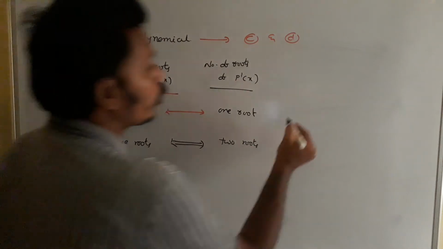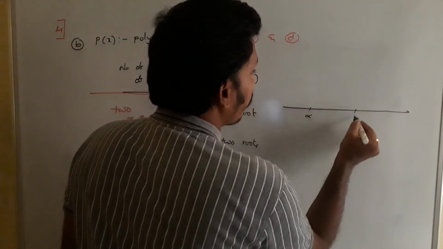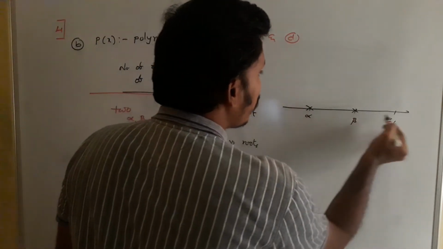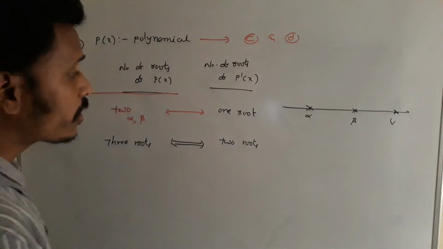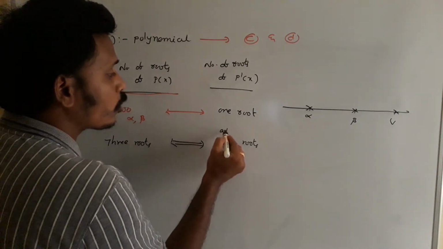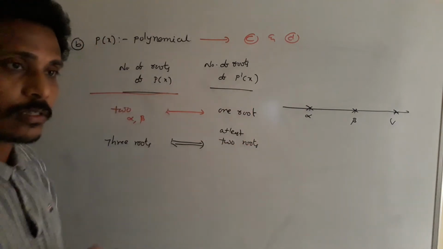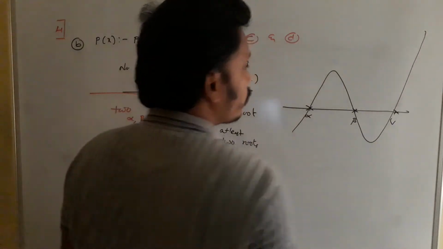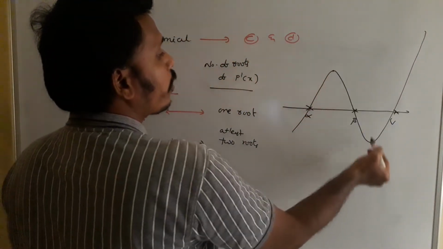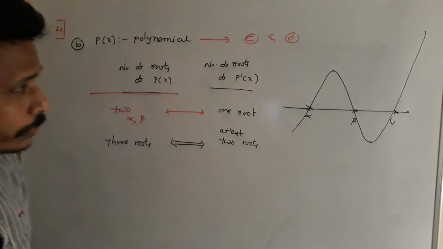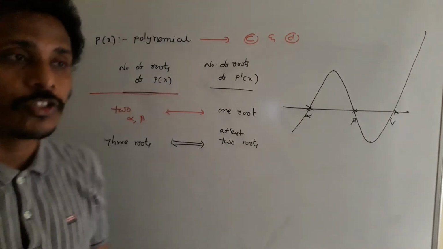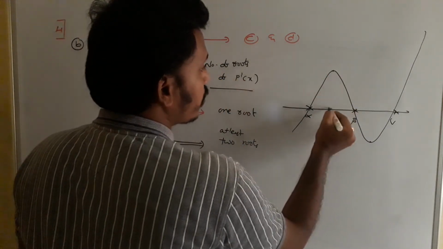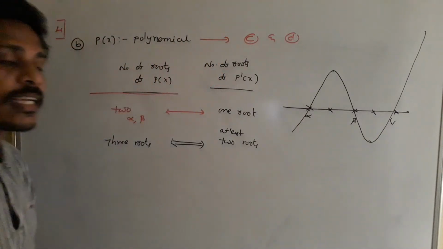Since we have 3 roots, alpha is one root, beta is another root, gamma is another root. We need to sketch the graph passing through these 3 points. In sketching this graph passing through these points, you will get at least 2 roots for this P dash of x. This is one of the possibilities. In this case, you have 2 turning points. At these 2 turnings, the derivative of the given polynomial is 0. So, P dash of x is 0 at 2 points. One point is this and the other point is this, so it has at least 2 roots.